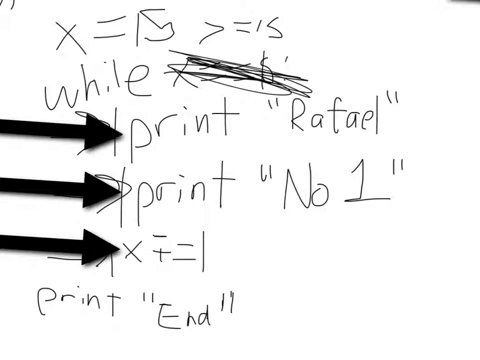Actually, you get an error here. What's the error? Right here you said greater than or equal to 15. Well, it's already 15. No, this is the while. While x is greater than or equal to 15. It's already 15. Oh, this should be less than.